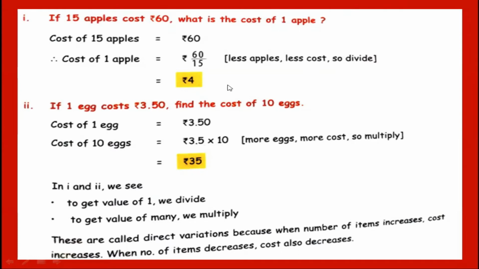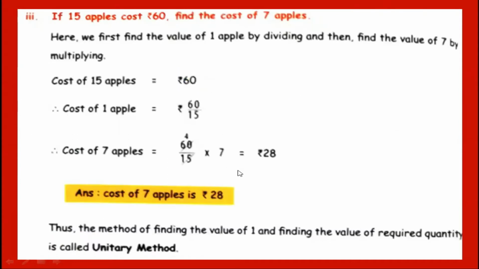In 1 and 2, we see to get value of 1, we divide. To get value of many, we multiply. These are called direct variations because when number of items increases, cost increases. When number of items decreases, cost also decreases.